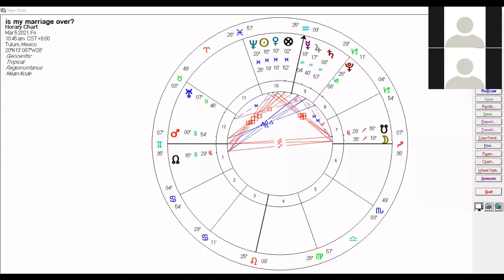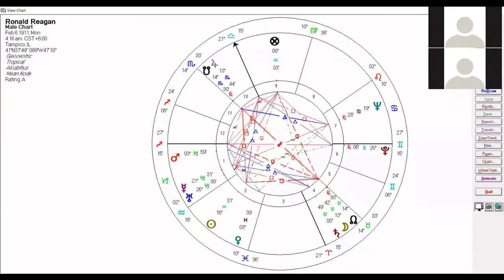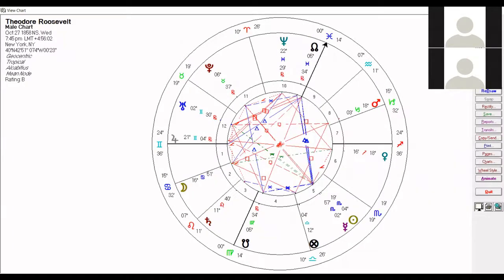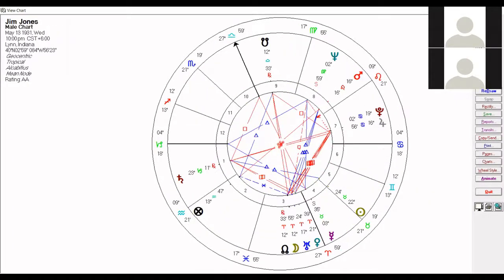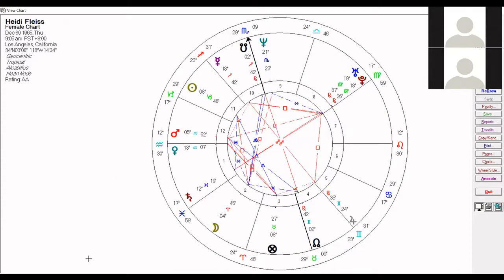I'm going to switch to Heidi Fleiss. Can you see Heidi Fleiss? Yes. Great, thank you. Okay, her closest applying aspect is, she's got two that could be possible. Here's the moon at 4 degrees of Aries. That means that she looks at Gemini, Cancer, and Leo, and she looks at Aquarius, Capricorn, and Sagittarius.